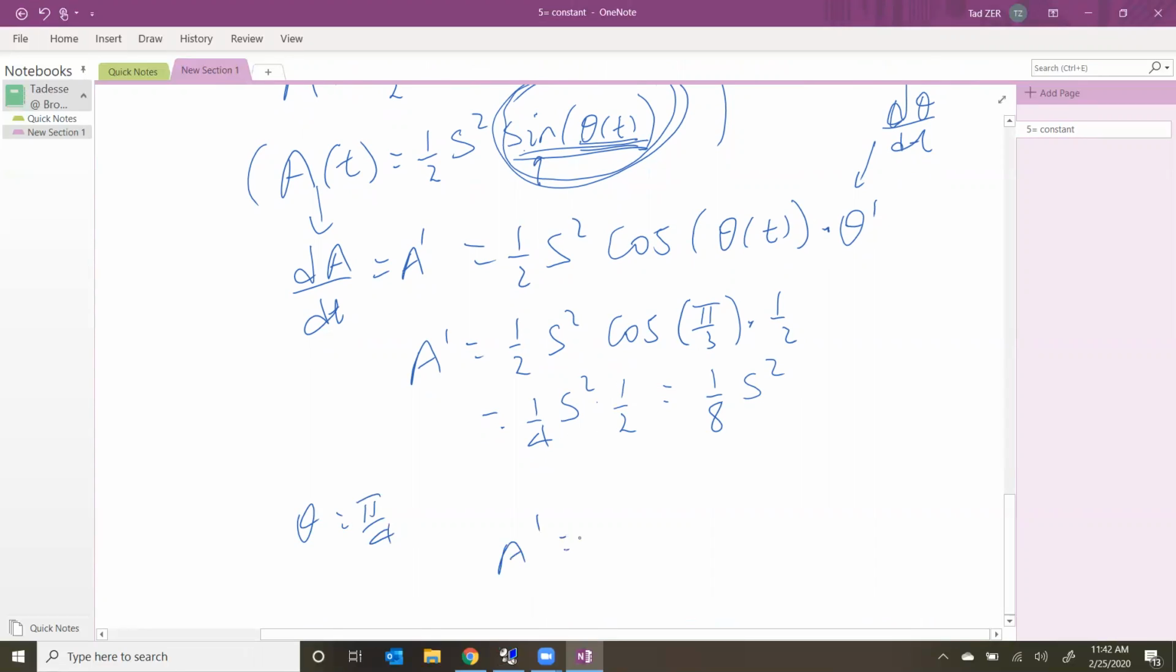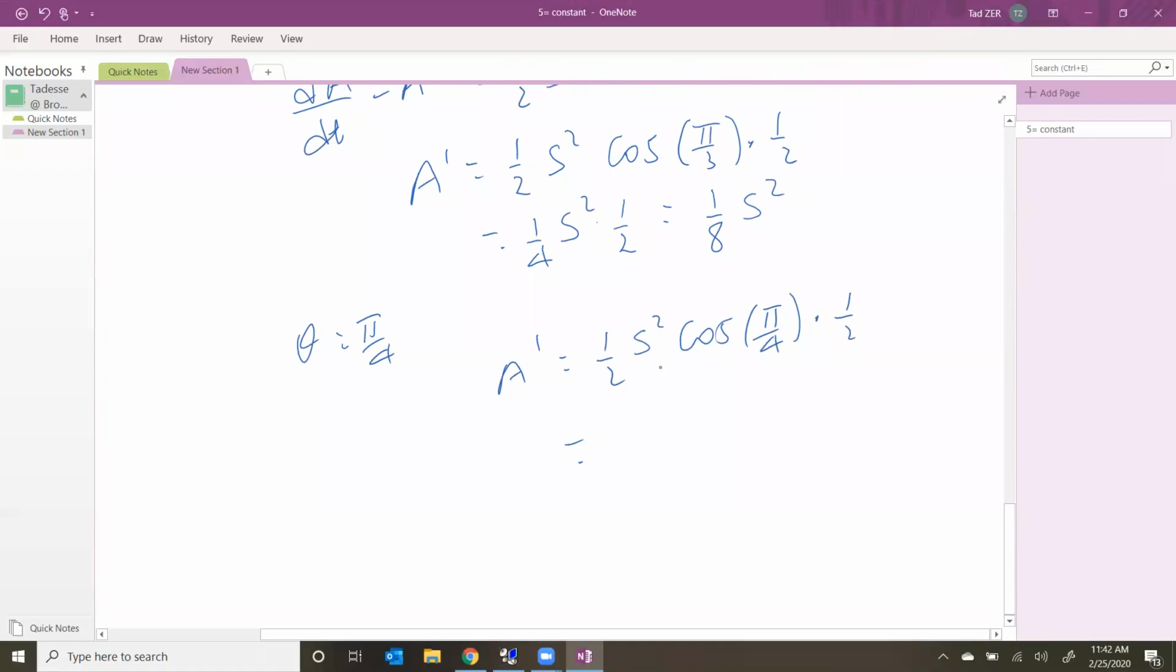A prime, you just plug in, right? Half S squared cos pi over 4, which is 45 degrees, times this is the same half, right? So half times half is 1/4, right? S squared, cos pi over 4 is root 2 over 2. So this will be what? Root 2 S squared over 8.